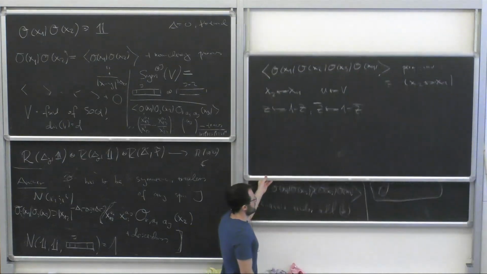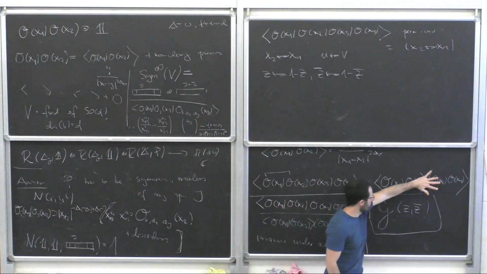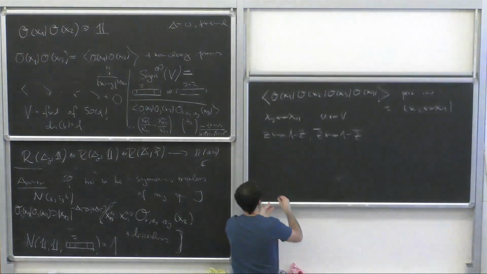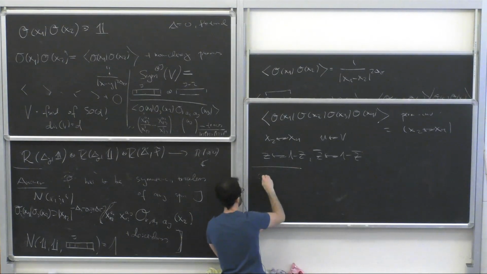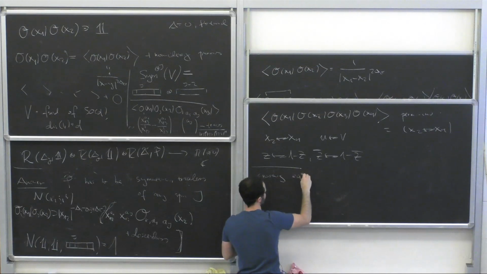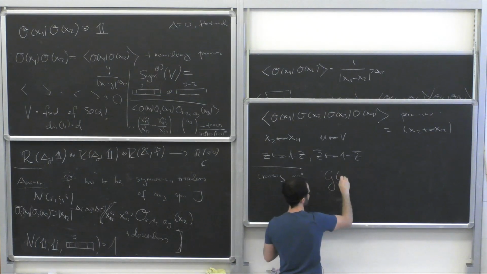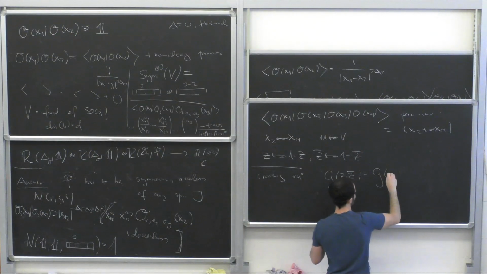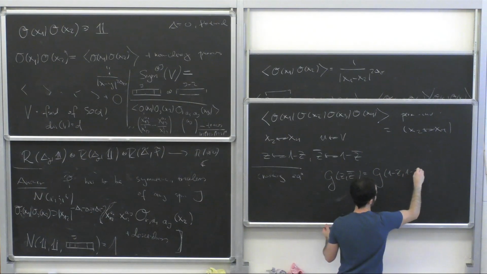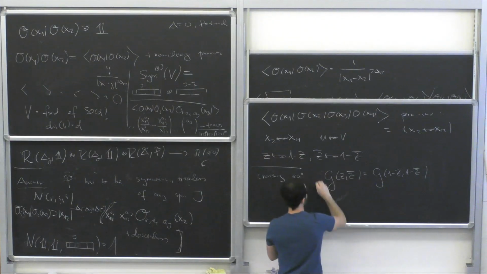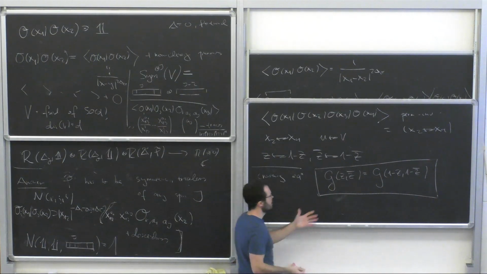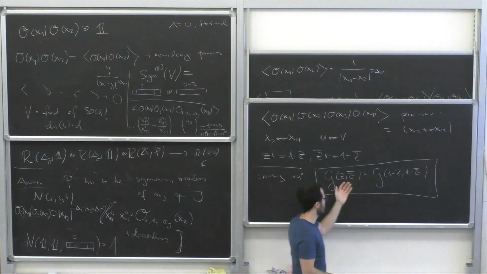So since this doesn't change and 1 minus z goes to 1 minus z, the bootstrap equation, or crossing equation, in this case is just the statement that g(z, z bar) is equal to g(1 minus z, 1 minus z bar). So that's the equation. It's just some function which is symmetric under this transformation.